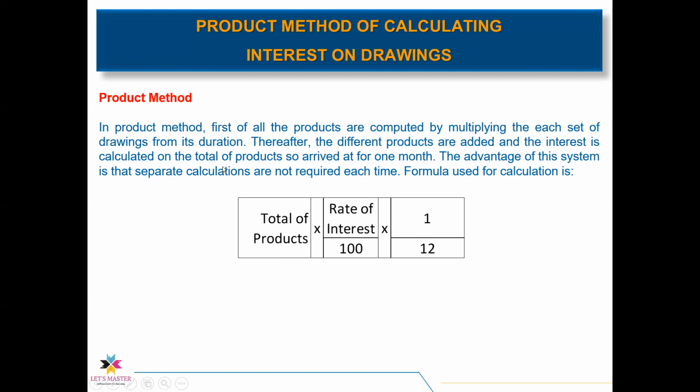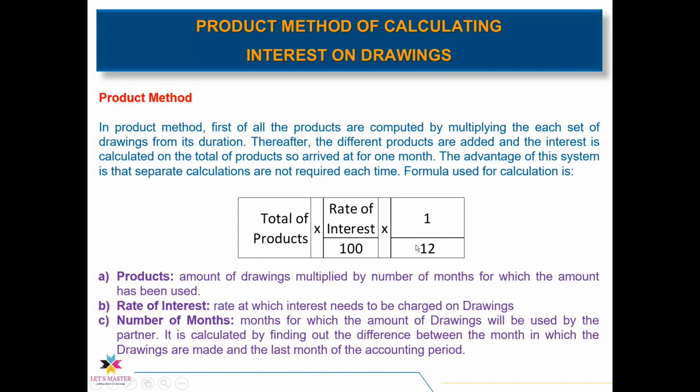Formula used for the calculation is total of products multiplied by rate of interest upon 100 multiplied by 1 by 12. Remember what we have just read, that on the total of products, we calculate the interest for 1 month. That is the reason here in the time period we are multiplying it by 1 by 12, means we are calculating the interest for 1 month only. Now, product is the amount of drawings multiplied by the number of months for which the amount has been used. Rate of interest we have already discussed. Number of months we have already discussed.